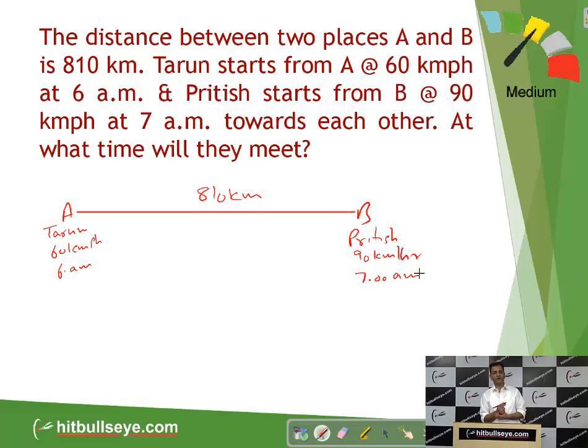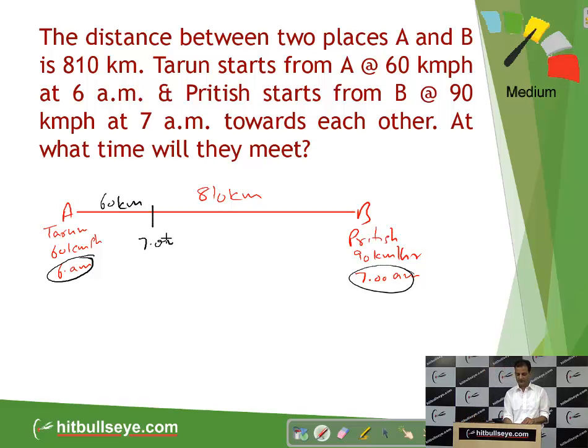Now what is the formula of time? Distance by speed, and when two bodies are moving from opposite directions, then the relative speed will be the addition of both the speeds. But we have to take care, because Tarun started at 6 a.m. and Pritesh is starting at 7 a.m. So from 6 to 7, who is moving, students? Tarun is moving. How much distance will Tarun move in 1 hour? 60 km, because his speed is 60. 60 into 1 will be 60.